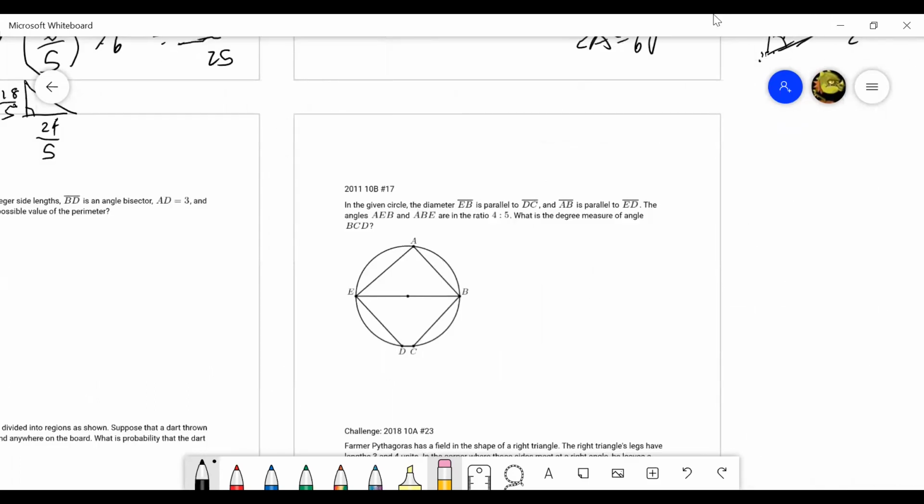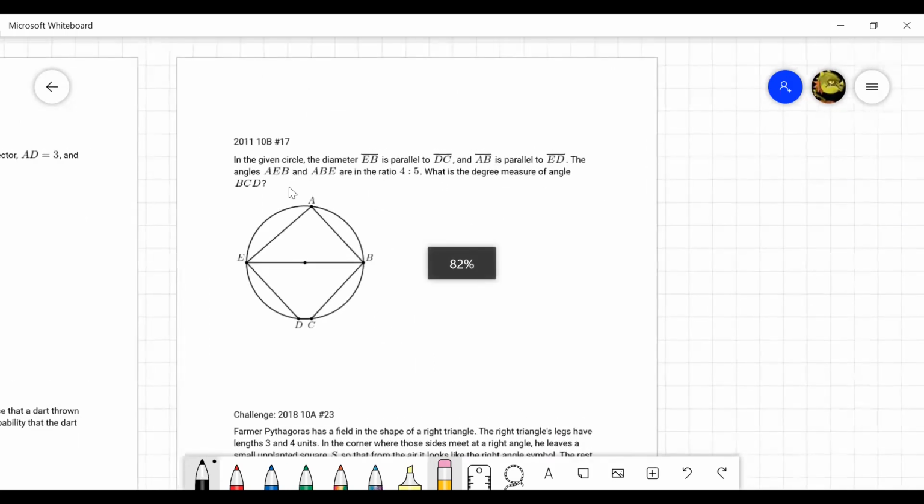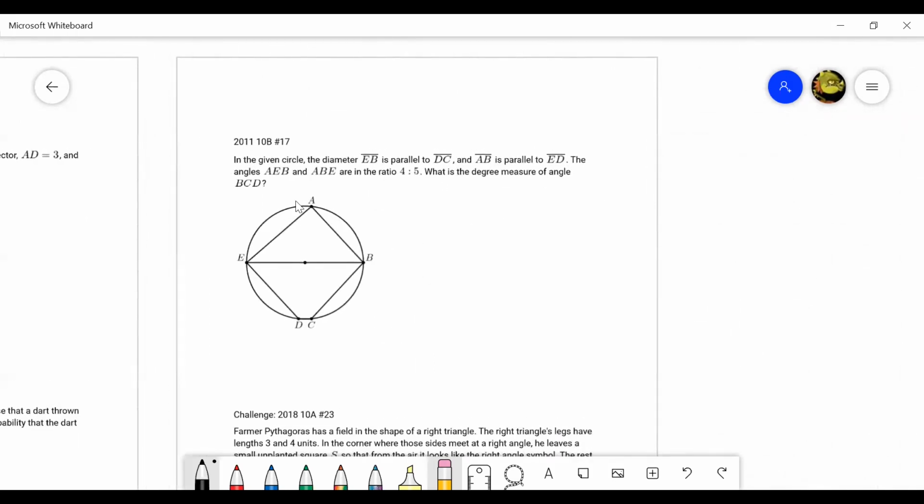which is: in the given circle, diameter EB is parallel to CD, and AB is parallel to ED. And the angles AEB and ABE are in the ratio of 4 to 5, what is the degree measure of angle BCD? And I like this problem a lot because it's a really nice way of seeing how cyclic quadrilaterals are pretty useful.